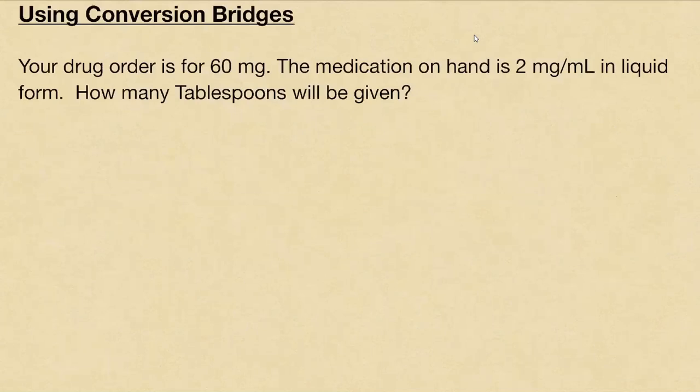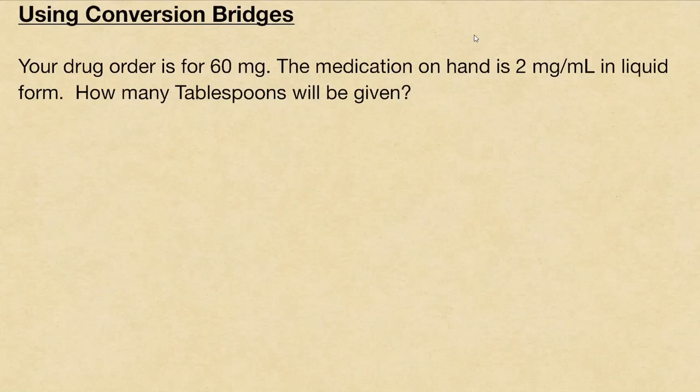All right, now I'm just going to throw one more out there. We've got a drug order. It is for 60 milligrams. The medication that we have on hand is 2 megs per mil, and it comes in liquid form. So how many tablespoons will be given?